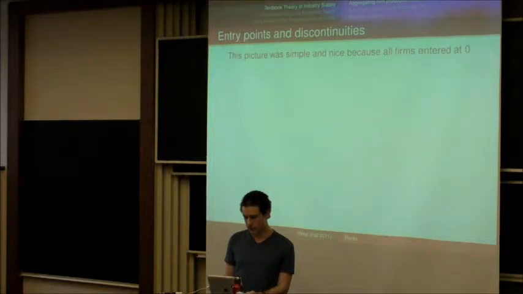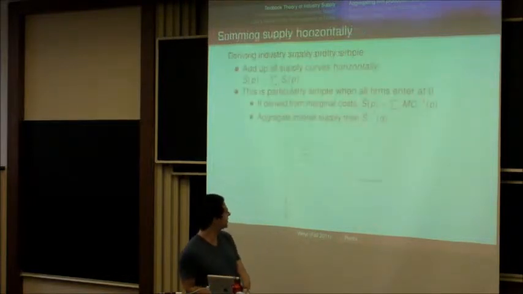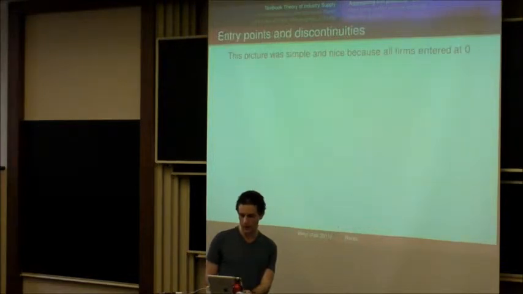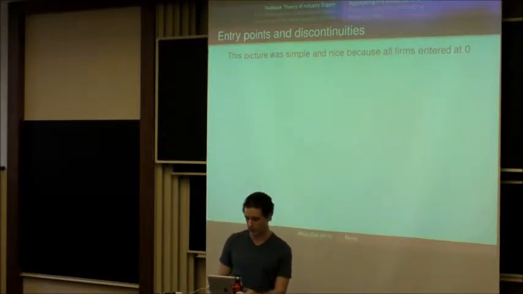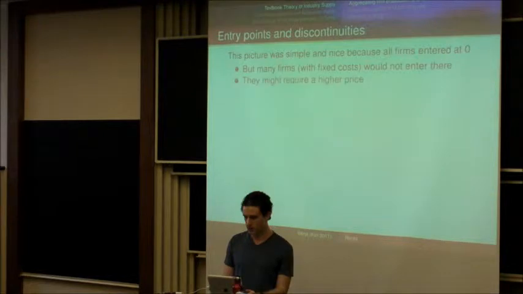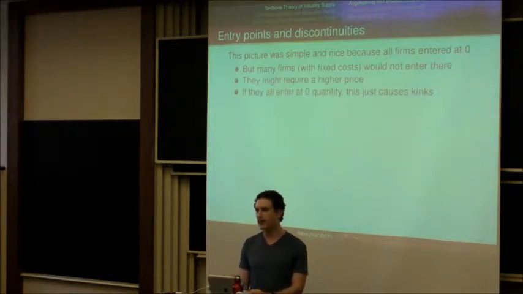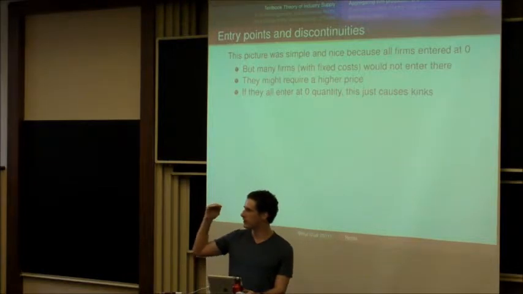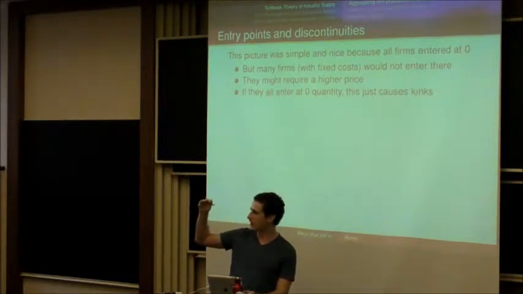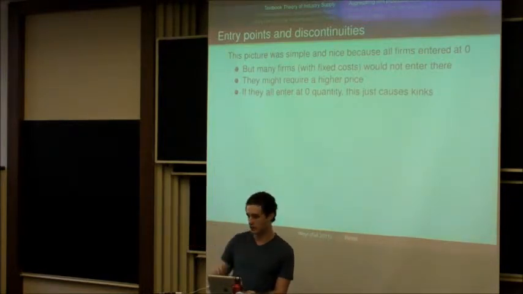Okay. So the reason that this picture was so nice and simple is that all the firms entered the market at a price of 0. That is, they started producing something even when the price was 0. But many firms, of course, have fixed costs, as we've been emphasizing for the last 2 lectures, and would not enter at a price of 0. They might require a higher price. When the price gets up to the price where they're willing to enter at a quantity of 0, that is, if the price is 5, they'll produce 0 units. If the price is 5.1, they'll produce some very small number of units and then gradually increase from there.